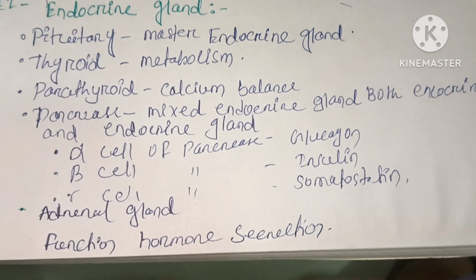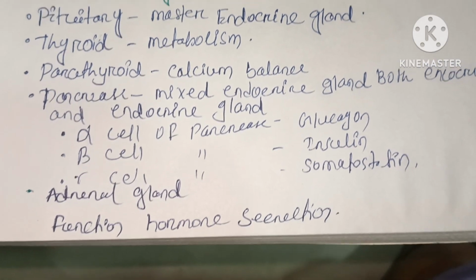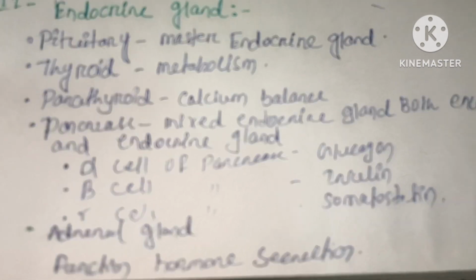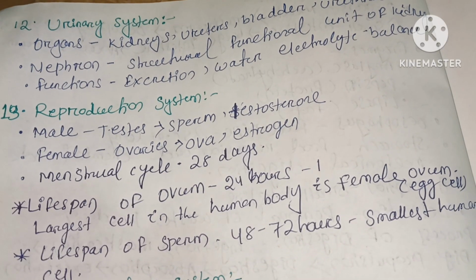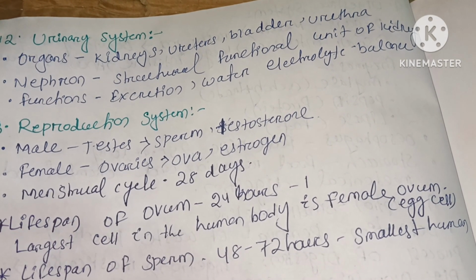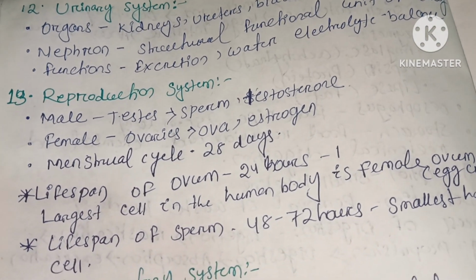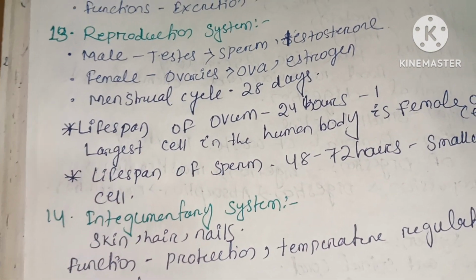Pituitary gland is the master endocrine gland. Thyroid gland helps in metabolism. Parathyroid gland helps in calcium balance along with calcitonin. Then the urinary system contains kidney, ureter, bladder, urethra. Nephron is the structural and functional unit of kidney. The functions of kidney: excretion, water and electrolyte maintenance.